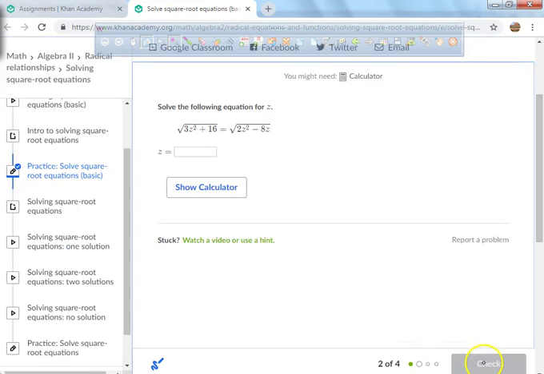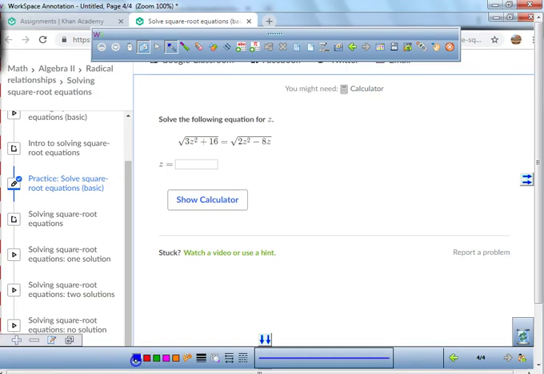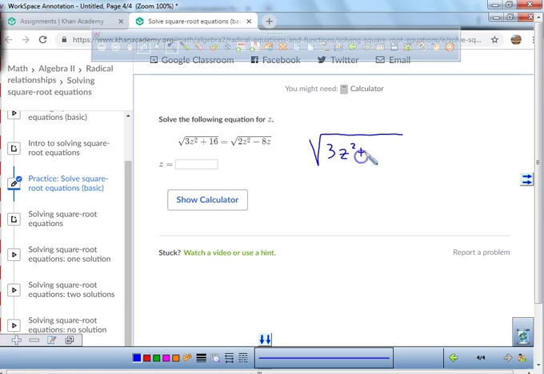All right. Here we go. Here's the next one we're going to do. I'm going to give you a chance to write it right now. I'm going to write it down. You guys write it down. I want you guys to write down square root of 3z squared plus 16 equals the square root of 2z squared minus 8z. I want you to write that down right now.